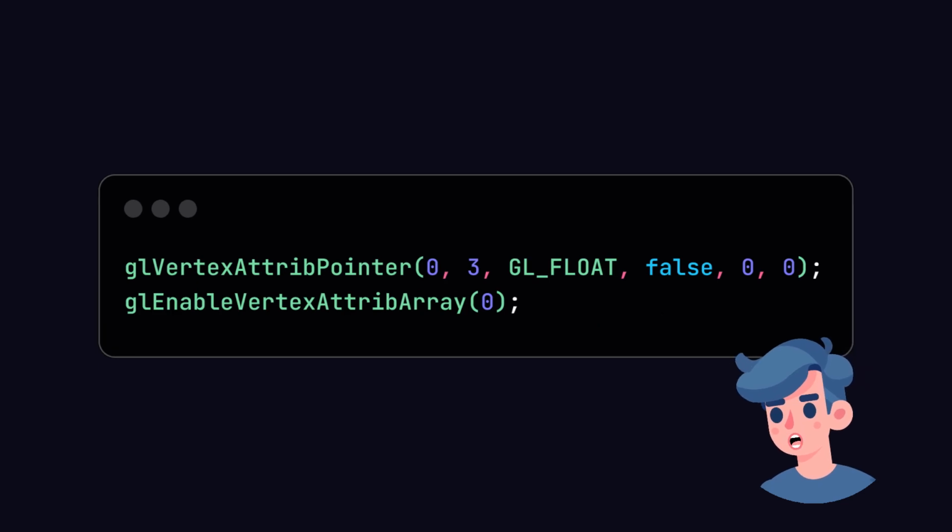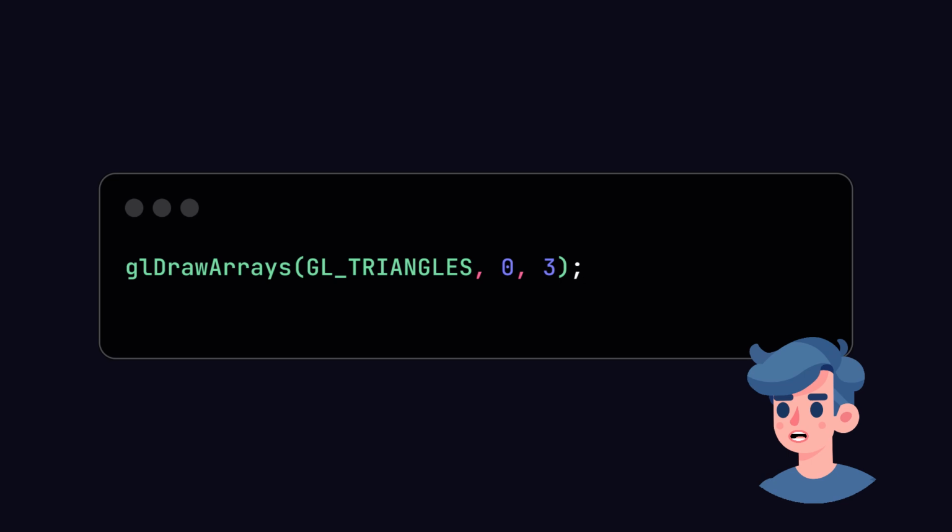Next, we will set up vertex attribute pointers so that OpenGL knows where to find our vertex attributes. This is essential for OpenGL to understand our vertex structure. Now we can actually render our triangle inside the event loop. We do this by calling glDrawArrays, telling OpenGL to render using the vertex data stored in our VBO.